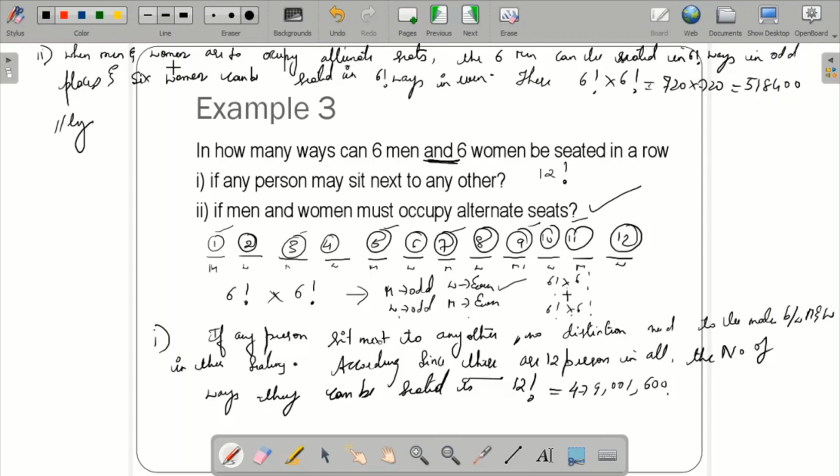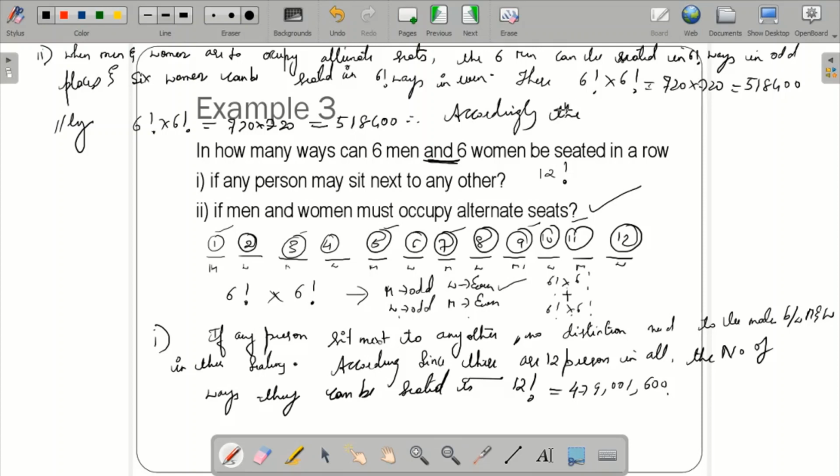Similarly, you write when the 6 men are seated in 6 factorial ways in even places, and the 6 women are seated in 6 factorial ways in odd places. So we get 6 factorial into 6 factorial again, which is 720 into 720, that is equal to 518400.